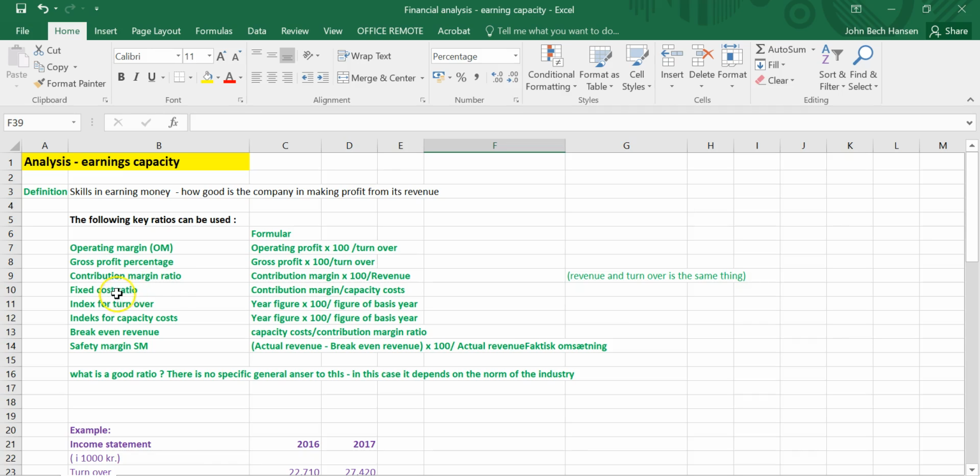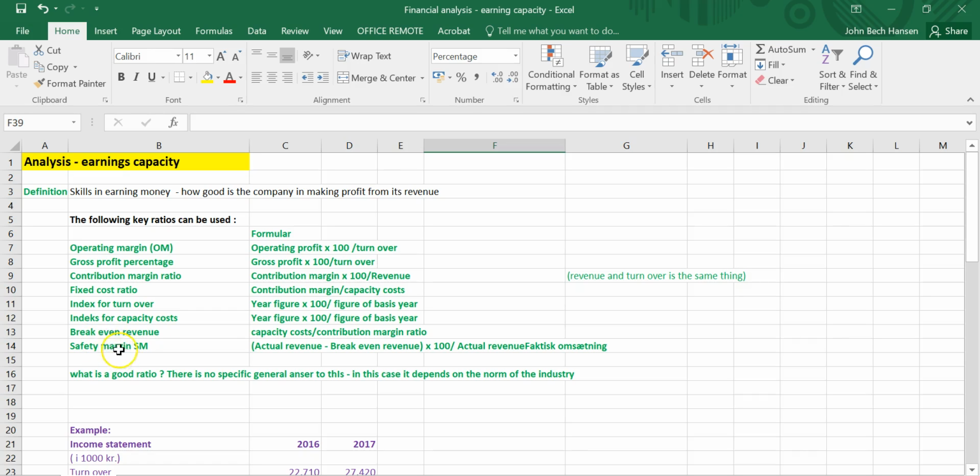Okay, fixed cost ratio is telling us how many times the contribution margin, so after all variable costs have been covered, how many times it can cover the capacity costs. Of course, when we're talking about development over the years, we would like to see that in percentage or using index numbers and compare the variable amounts in the report. How are they developing in the index?